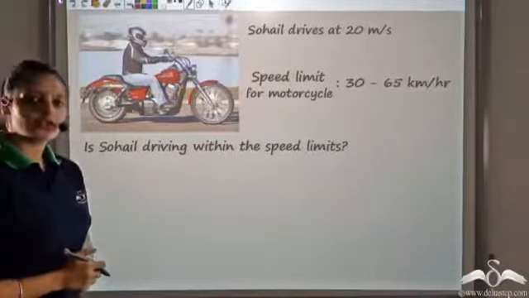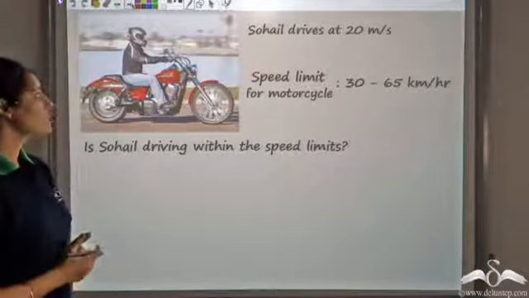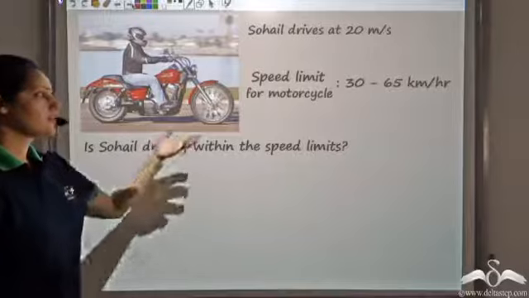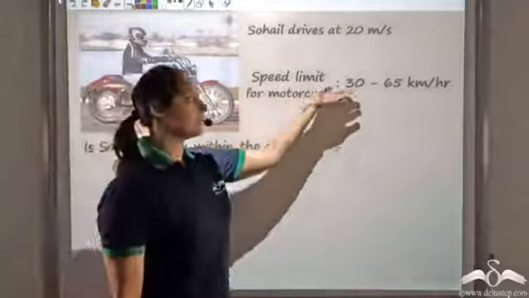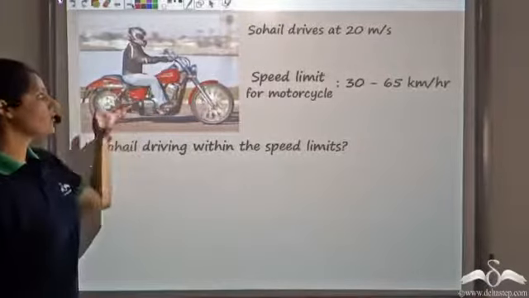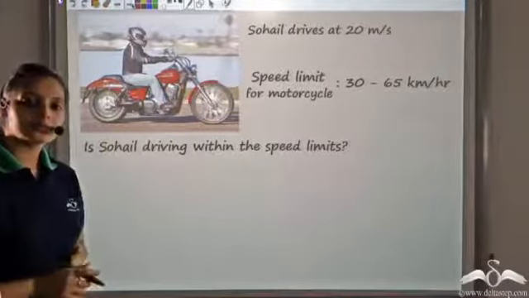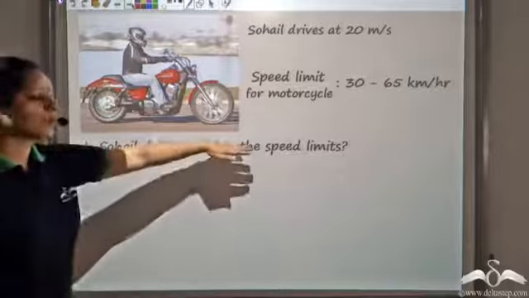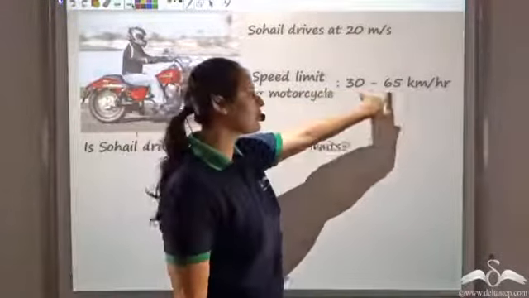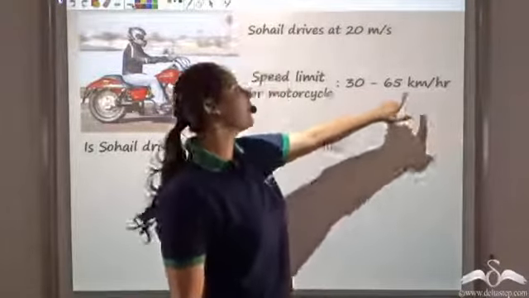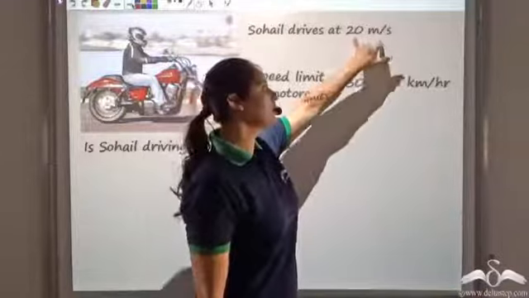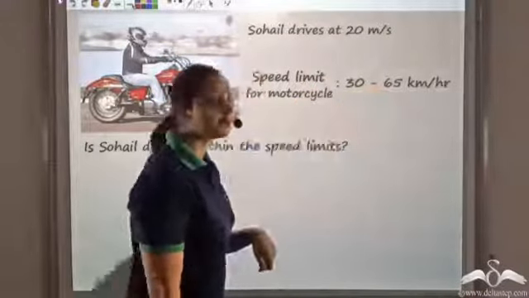Now can you answer this question? Sohail is driving his bike at 20 meters per second. The speed limit for motorcycles is 30 to 65 kilometers per hour. So do you think Sohail is driving within the speed limits? Well, to find out, the speed limit is given in kilometers per hour and we know his speed in meters per second. So we need to convert his speed into kilometers per hour.